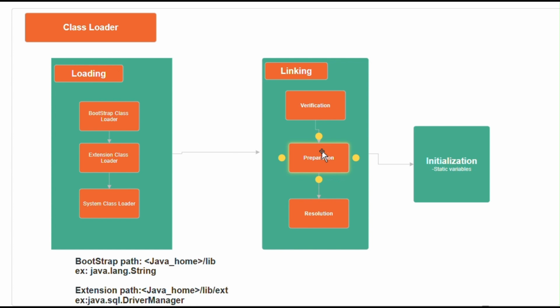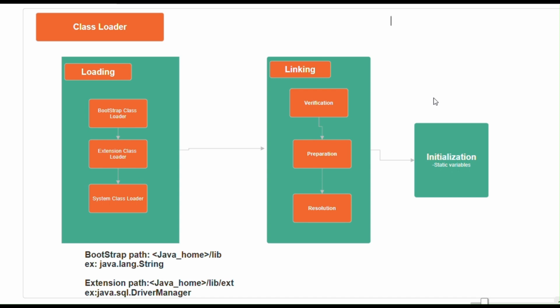Coming to the preparation stage, in this stage the memory for the static variables and the default values are allocated. It will allocate memory only for the static members and default values. It will not assign the actual values. Coming to the next phase, the resolution phase. This is the process of replacing the symbolic references in bytecode with direct references to memory locations. Symbolic references for classes are class names. They are replaced with the actual memory location.